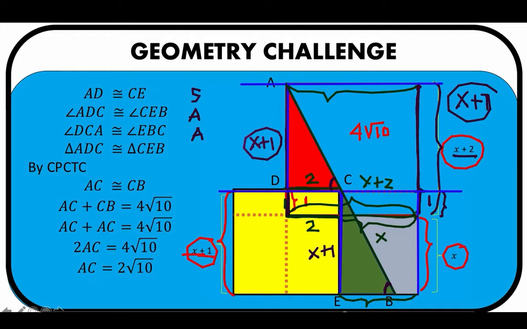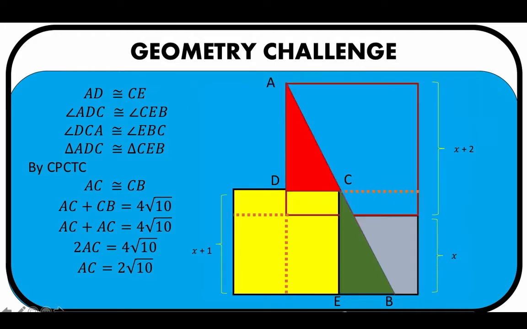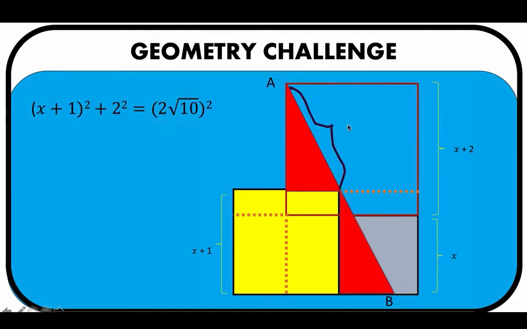So let's clear our figures so we can see what we found so far. What we have found so far is this length is 2 square root of 10. We know that this length here is x plus 1, and we already know that this length here is 2 units. So let's concentrate on this red right triangle at the top. Using now the Pythagorean theorem, we have the formula a squared plus b squared is equal to c squared.